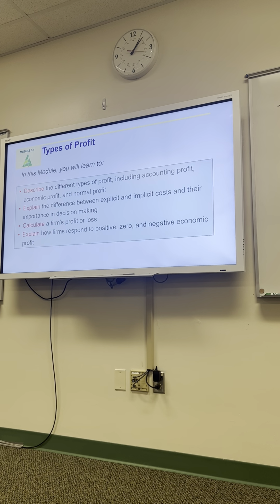Okay. So here are learning objectives for this particular module. We're going to describe different types of profit: accounting profit, economic profit, and normal profit. We're going to explain the difference between explicit and implicit costs and why they're both really important in decision making for firms. We're going to be able to calculate a firm's profit or loss by the end of this module. And then we'll look at how firms respond to positive profits, zero profits, and negative economic profits.